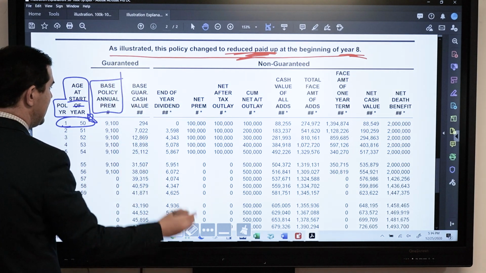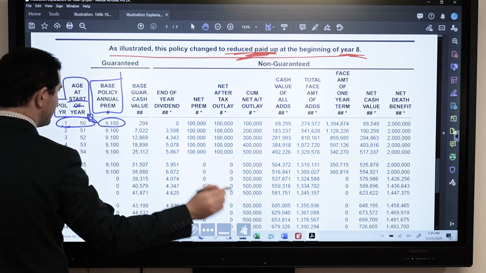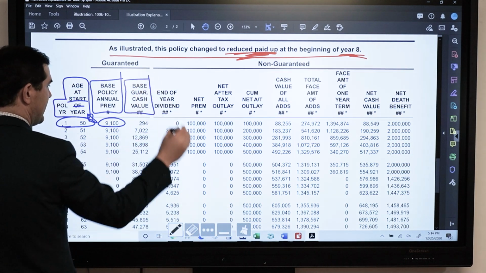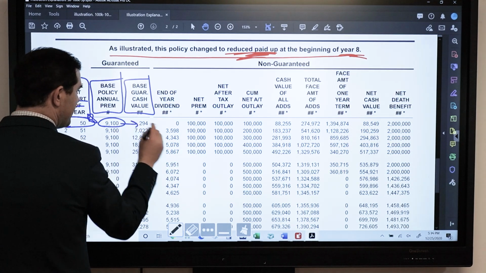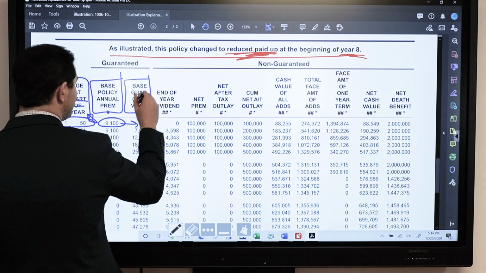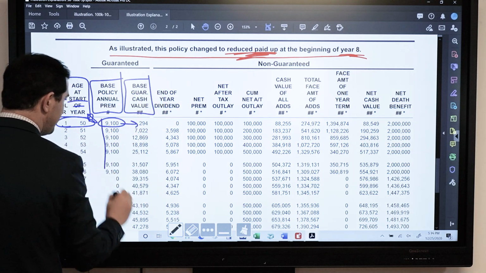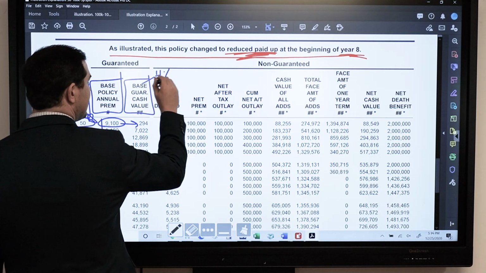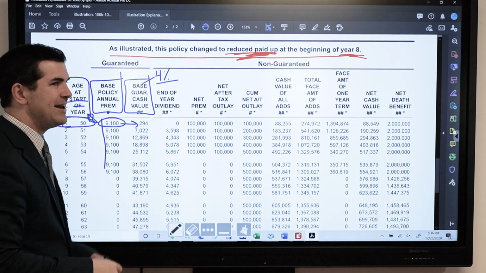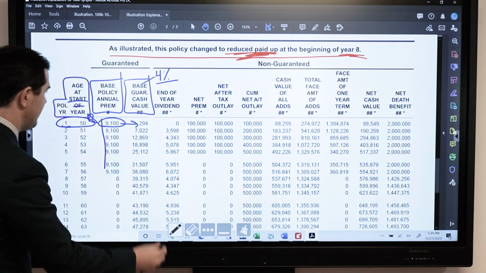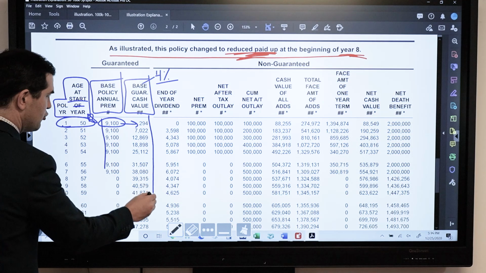Next, base policy annual premium. That's the $9,100. Base guaranteed cash value. That's that useless column I'll refer to. What this again represents is if you only paid the base premium of $9,100 and that only yielded the guaranteed rate, you added nothing into PUAs, added no riders, nothing like that, this is what the cash value would grow to over time.